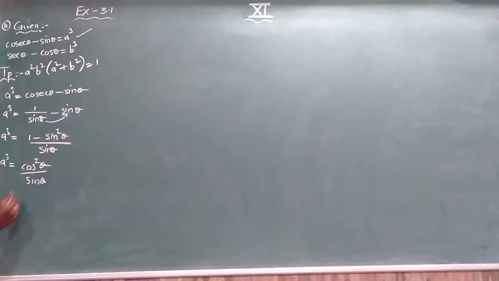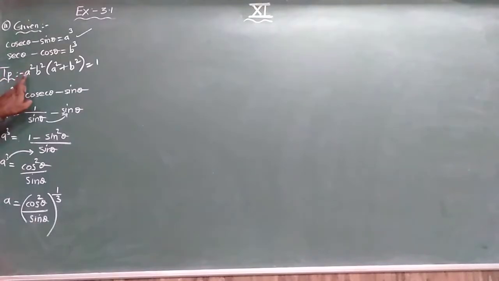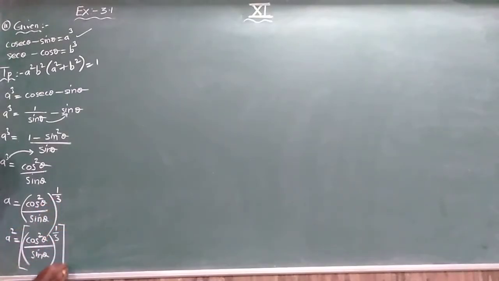The cube moves to this side and becomes the power 1 by 3. So a is equal to cos square theta divided by sin theta, whole power of 1 by 3. But to prove this, I want to get a square. So squaring on both sides, a square is equal to cos square theta divided by sin theta, whole power of 1 by 3, whole squared.